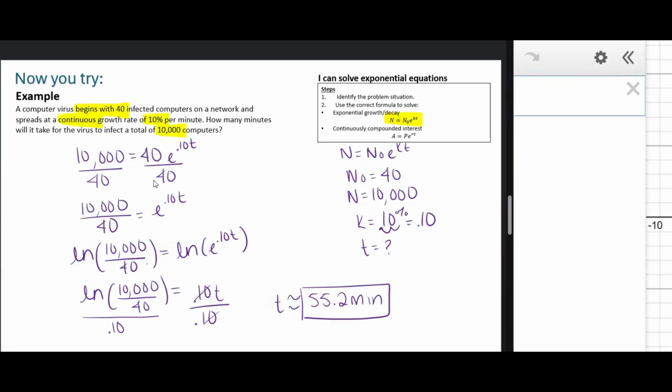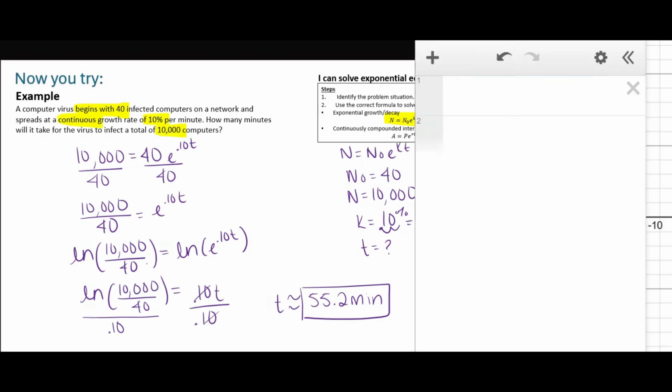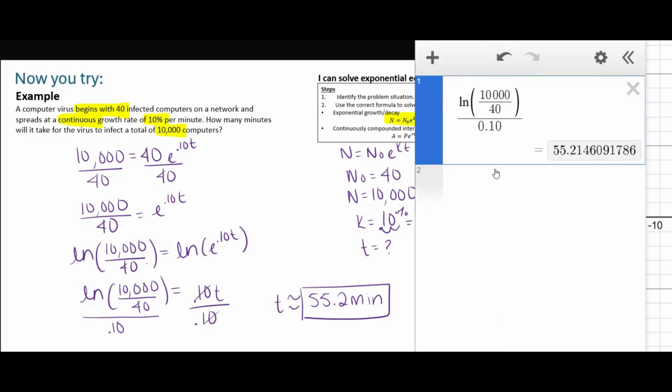Isolate the exponential term by dividing by 40 and then take the natural log of both sides. So then we can divide both sides by 0.10. So we have the natural log of 10,000 over 40 divided by 0.1 is going to give us approximately the value of t. When we go to Desmos and type that in, we're going to get about 55.2 minutes as our value of t.